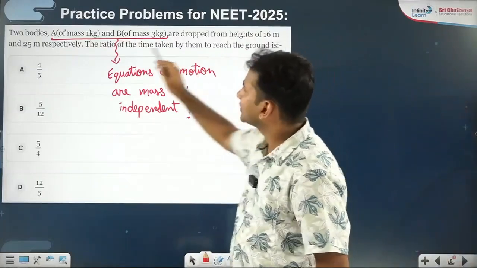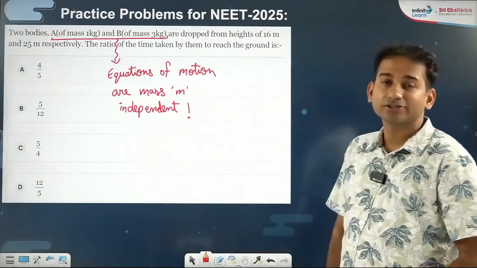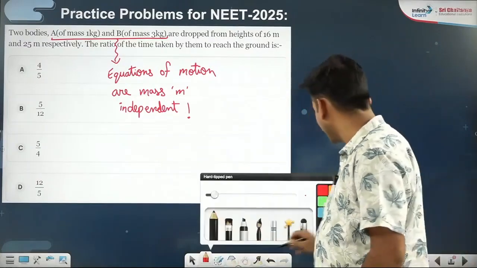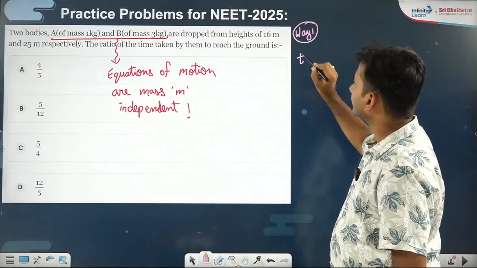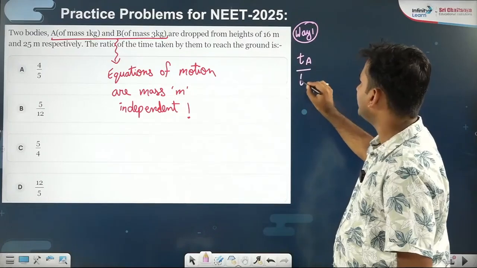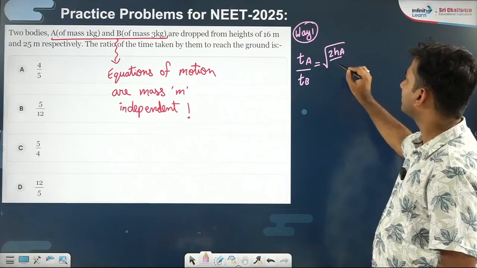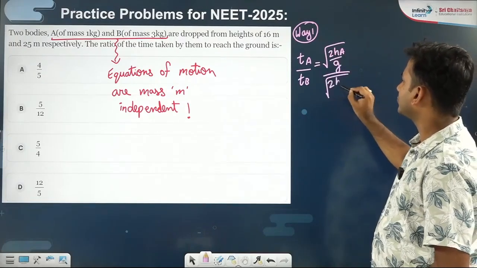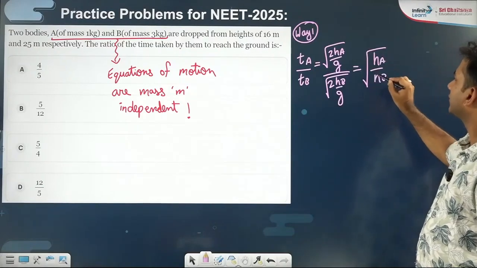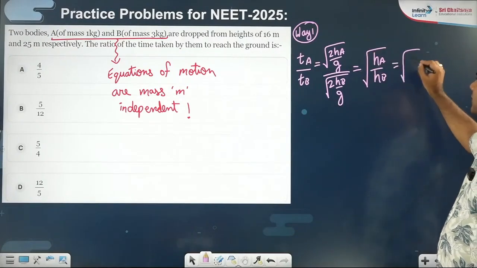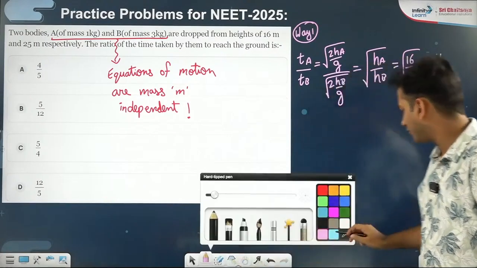It is dropped from a height of 16 meters and 25 meters respectively. The ratio of the time taken by them to reach the ground. Way 1: it can be written as time taken by body A to body B. It is the square root of 2h by g. So the square root of 2 HA by g over the square root of 2 HB by g. If you see that carefully, it is the square root of HA by HB. The 2 by g got cancelled. It is 16 by 25, and hence the answer will be 4 by 5. Way 1 of doing that.